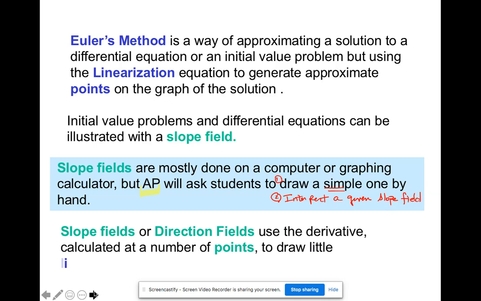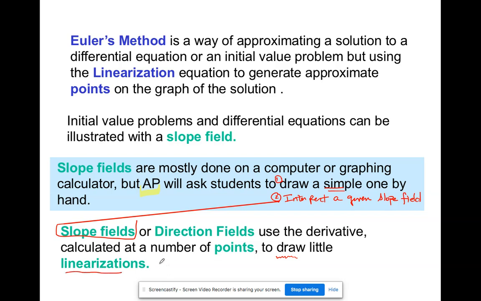Direction fields is a synonym for slope fields. That language is used more, I think, in physics and in multivariable than in AP. AP always calls them slope fields. Whoa, you see what happened there? So the nice thing about slope fields, it is drawing. You're going to draw cute little linearizations. And remember, linearizations are just tangent lines. And you've been drawing and approximating what a tangent line looks like for a long time. They're so cute. Slope fields are so cute.